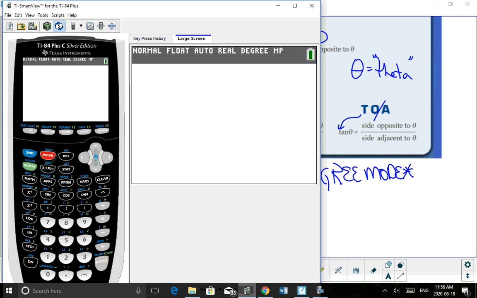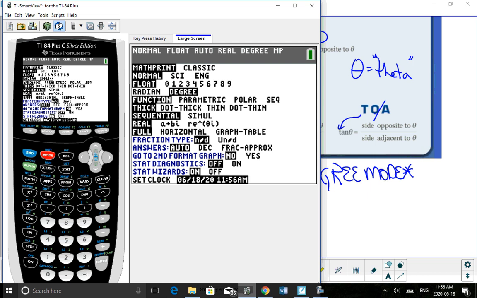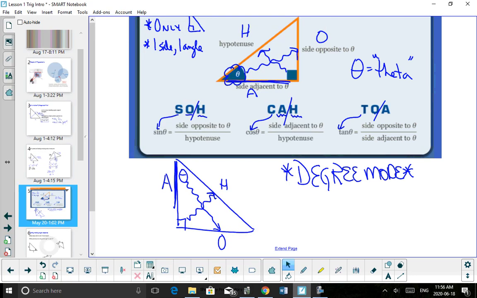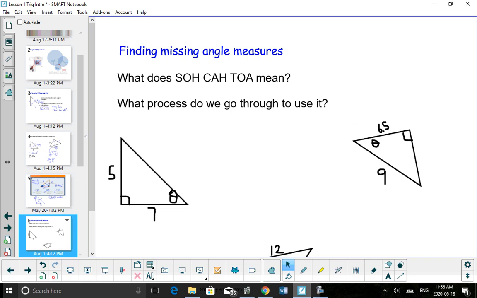Now when I go back to mode again, there's degree. So even when you turn off your calculator, it will stay with degree highlighted. You just have to do that the very first time, and now it's good to go for the whole unit. So there's two things we can find. We can find angles and we can find sides. Really the only difference is how we punch these into our calculator. The thought process that we use to do each of these is exactly the same.